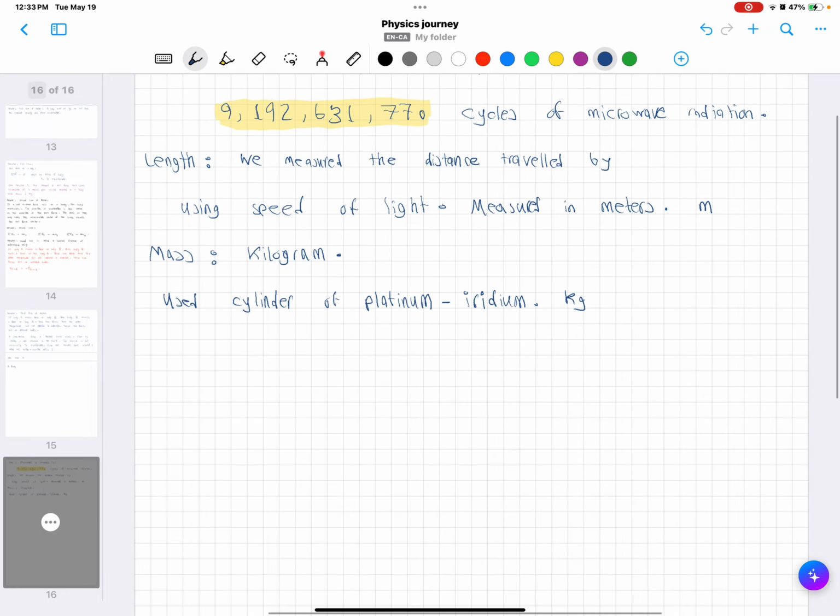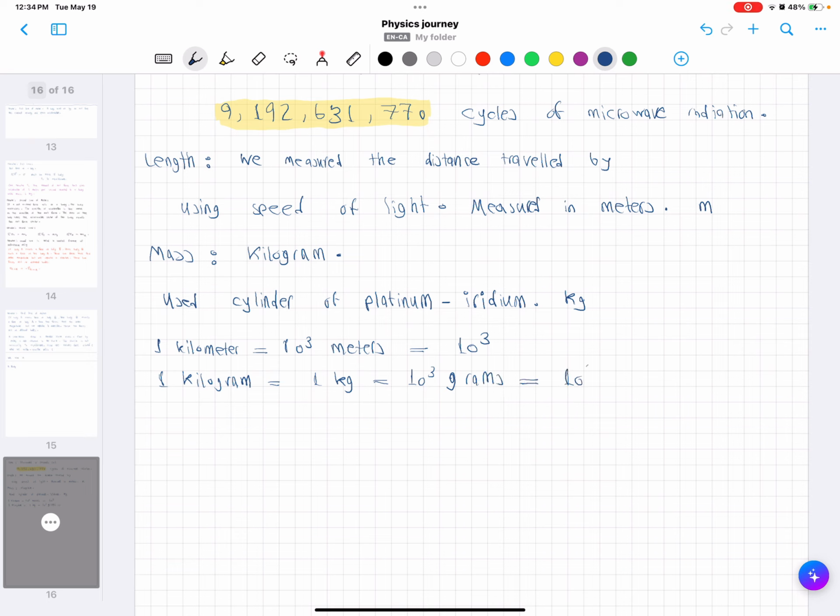All right. So let's write a couple of prefixes for orders of magnitude. 1 kilometer is 10 to the power of 3 meters, written as 10^3 m, and 1 kilogram is denoted as 1 kg, which is 10 to the power of 3 grams, and the gram is denoted as g, 10^3 g, etc. There are a couple of things that are interesting to say.